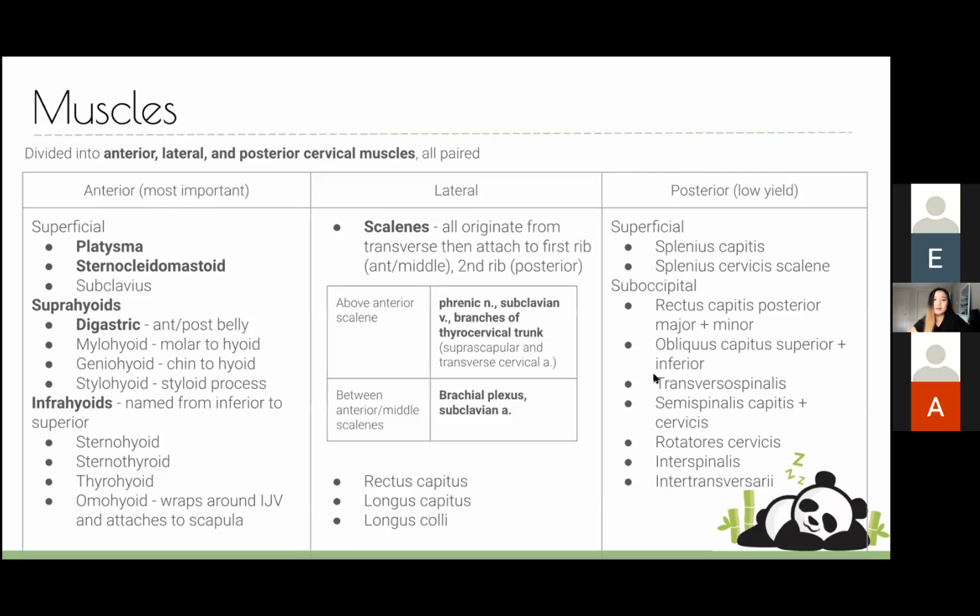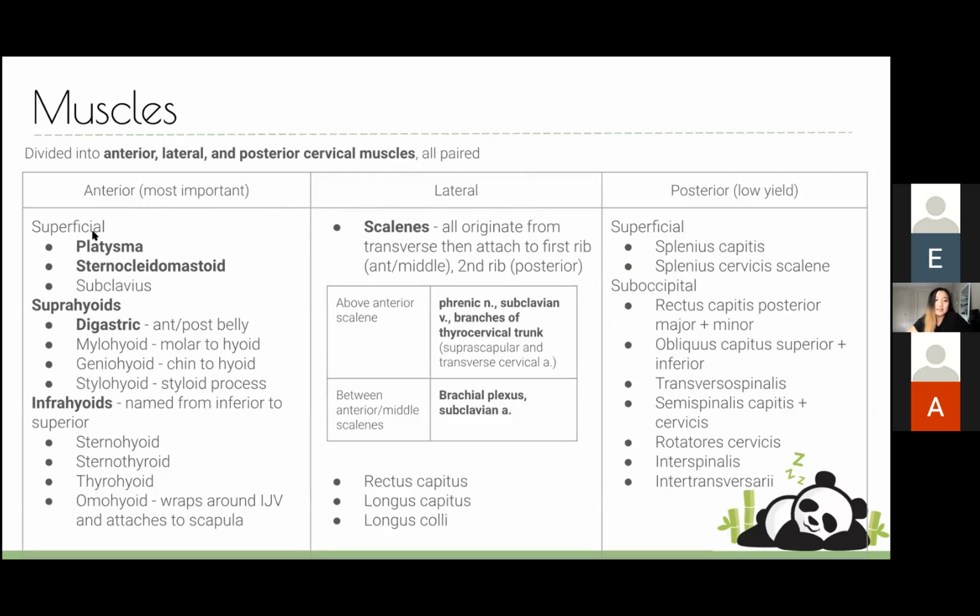Cool. These are the muscles of the neck. I know this looks very daunting, but this is all the muscles of the neck, if you stay positive. You've got anterior, lateral, and posterior cervical muscles. Anterior is the most important. Lateral is basically just your scalenes plus some other stuff. And then posterior, I wouldn't learn.